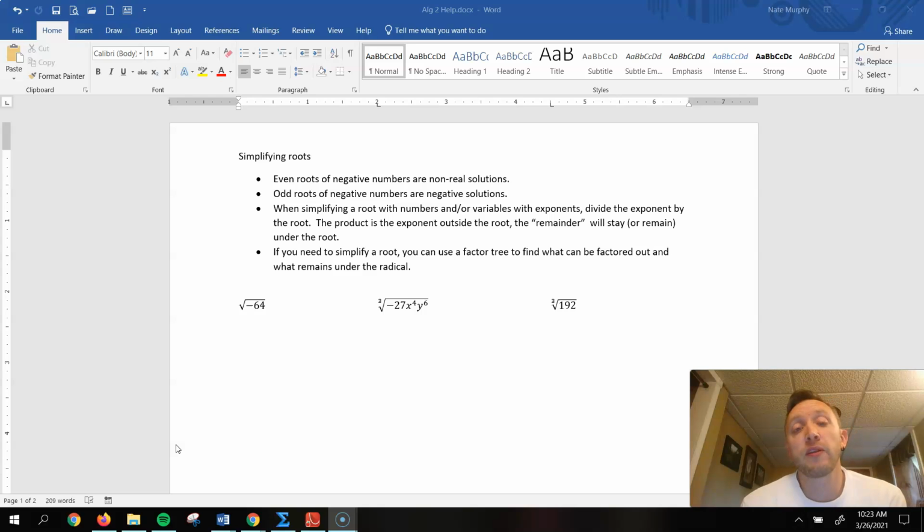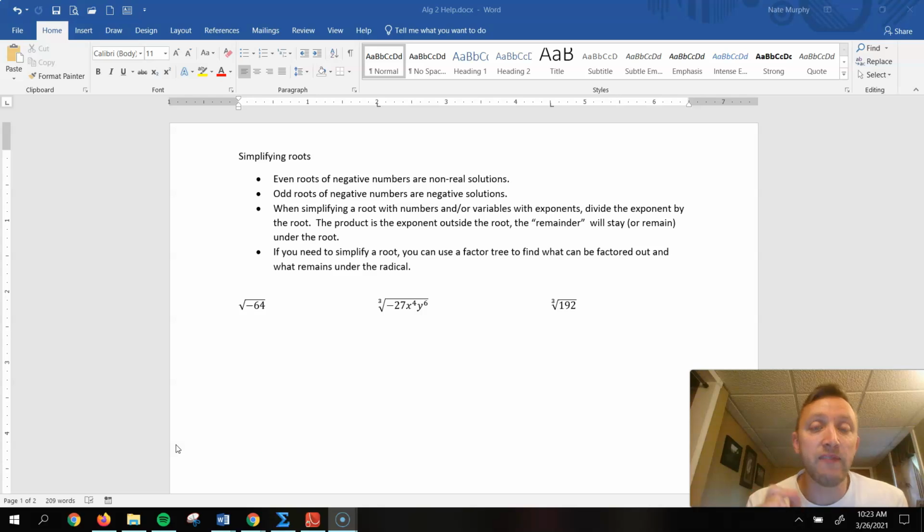So first off, one of the first things you need to recognize is that you have different types of roots. You have even roots and odd roots. Even roots would be like the second root, the fourth root, the sixth root. And when I talk about an odd root, that would be like a cubed root, a fifth root, a seventh root, and so on.